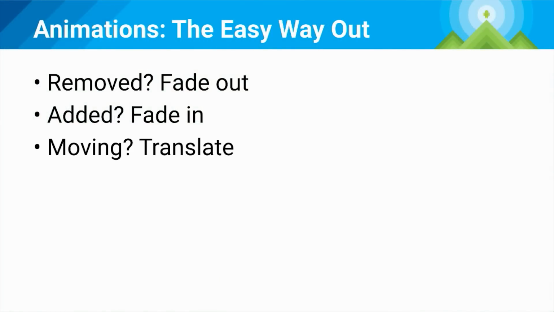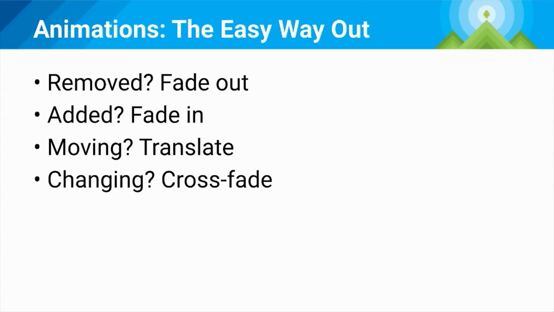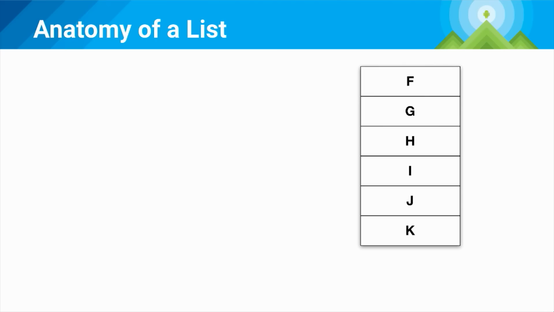If an item gets added, we're automatically going to fade it in. If it's moving around in the before and after state, then we're going to translate it. And if it's changing, we're going to crossfade it, right? We're going to provide the two different views that we then crossfade between. And then the question is, can we actually do better than that? And it turns out we can.